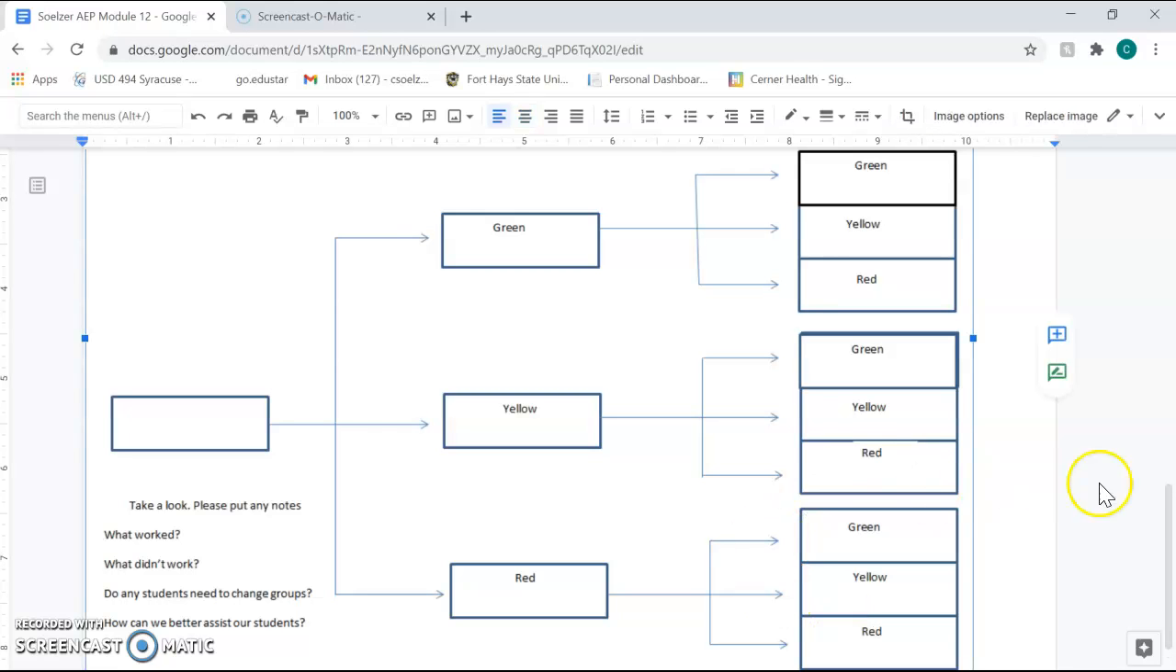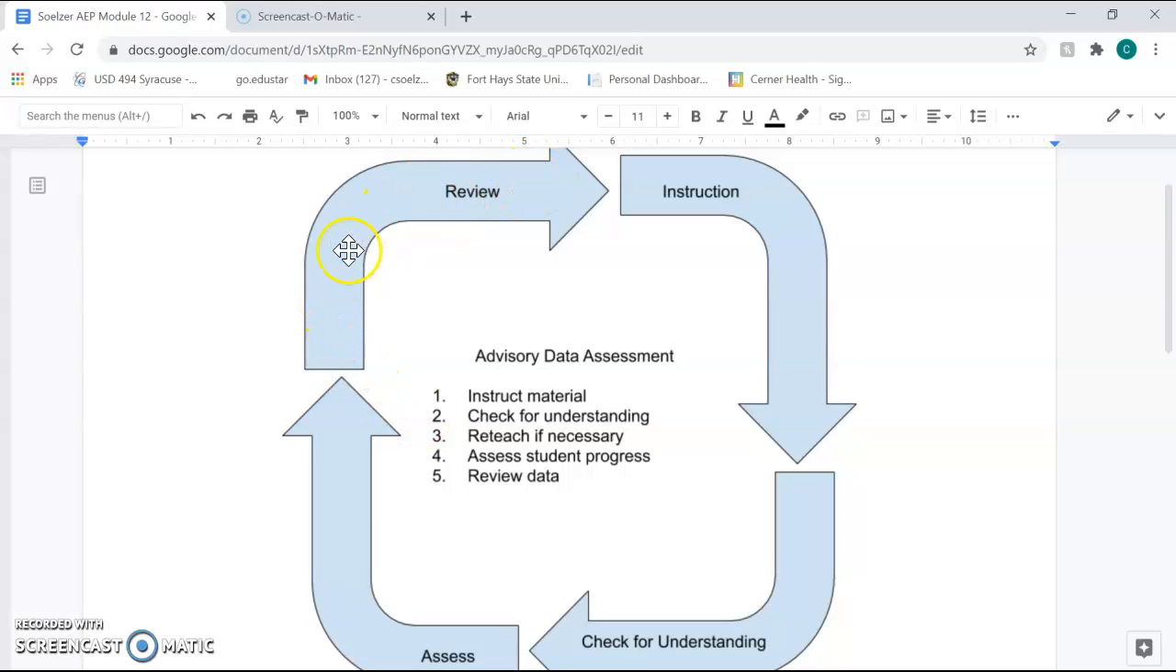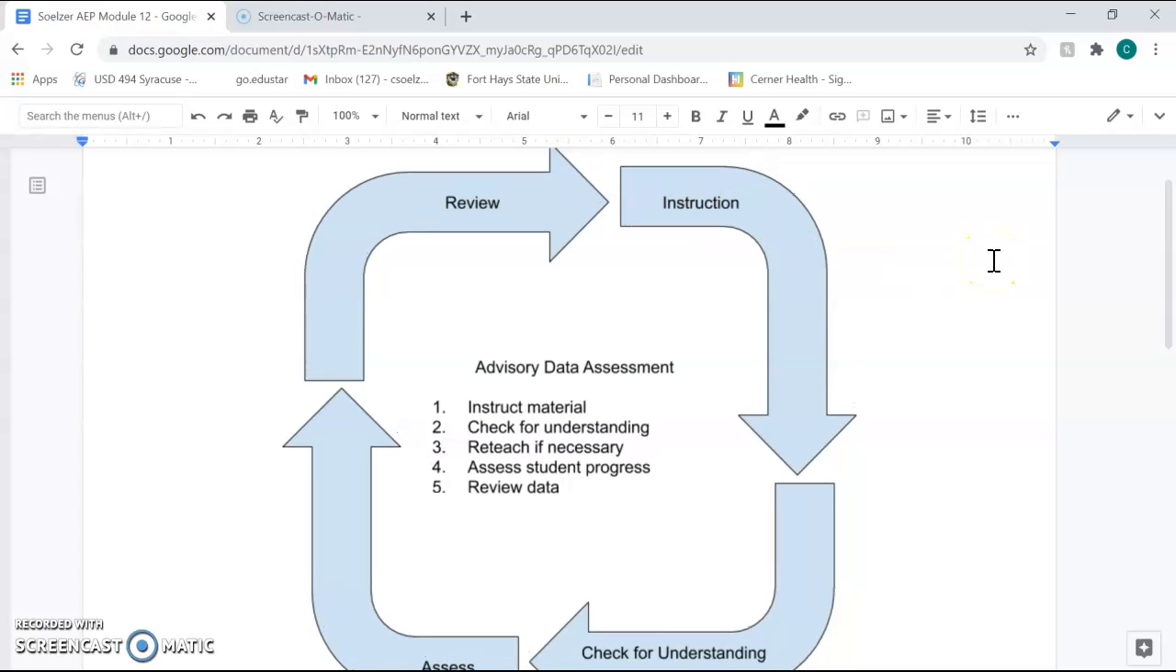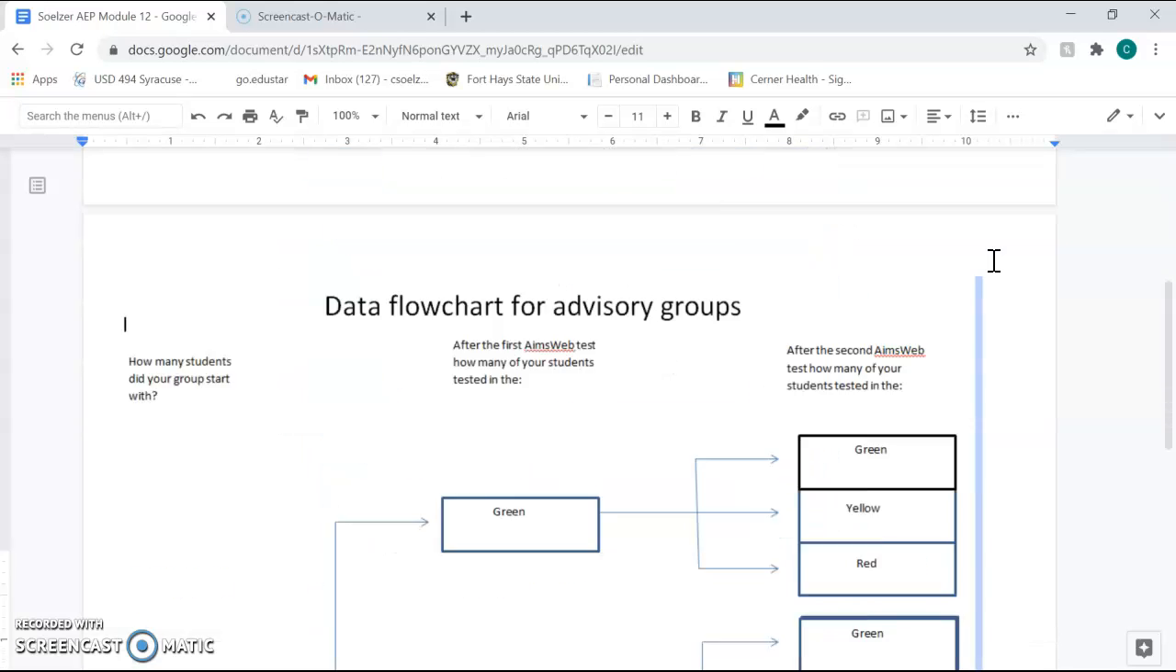Then from here, we would review in our protocol. We would review how everybody is doing. If we have more students stay the same or go down, we'd want to find out what we can do to better assist our students. But if we have more students that go from red to yellow or yellow to green or stay at green, we know what we're doing is definitely helping out. We can still always talk about what we can better do to assist our students.